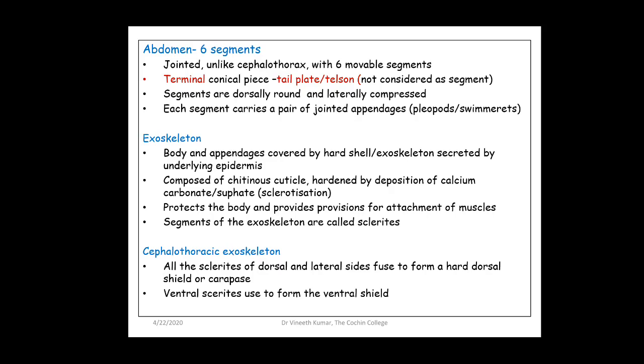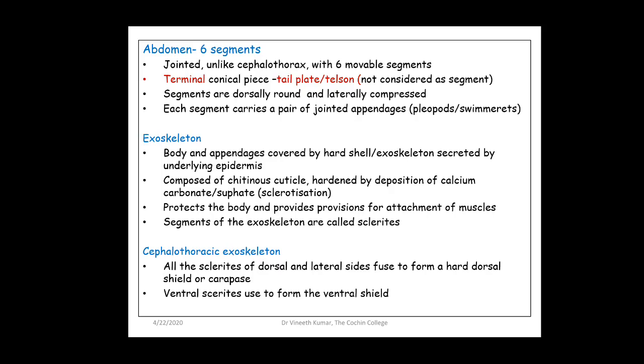Coming to the exoskeleton, which is the external covering of the body, it is made up of a hard shell secreted by the underlying dermis, composed of a chitinous cuticle reinforced by calcium sulfate and calcium carbonate. This reinforcement is usually referred to as sclerotization. The function of this exoskeleton is to provide protection, and it also provides for the attachment of muscles. As the body is segmented, the exoskeleton is also segmented, and the segments are called sclerites.